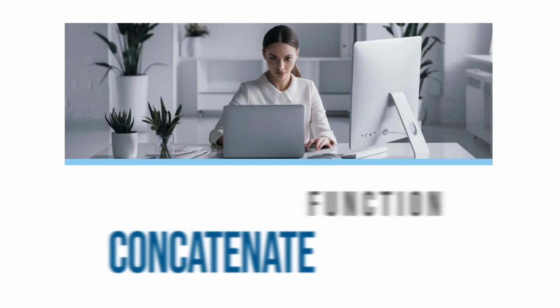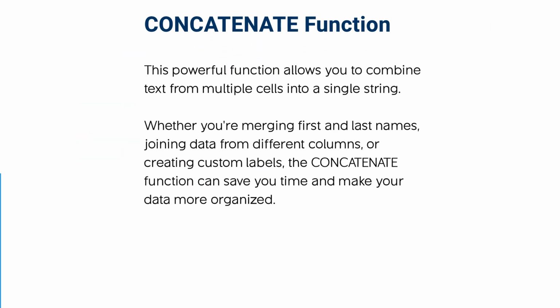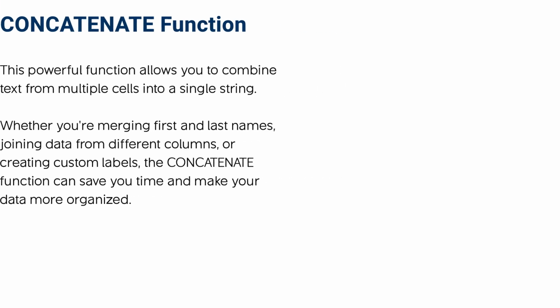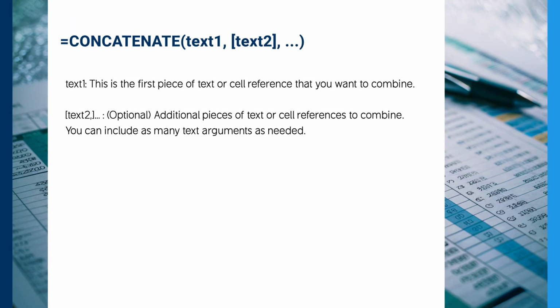In today's tutorial, we're going to explore the concatenate function in Excel. This powerful function allows you to combine text from multiple cells into a single string. Whether you're merging first and last names, joining data from different columns, or creating custom labels, the concatenate function can save you time and make your data more organized. Let's dive in. Let's start with the syntax of the concatenate function.